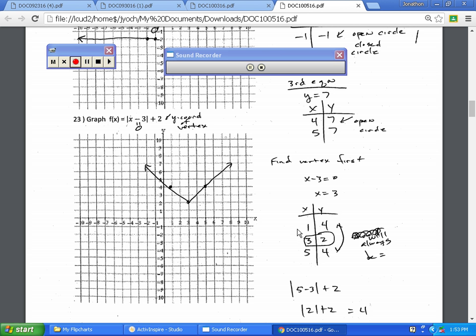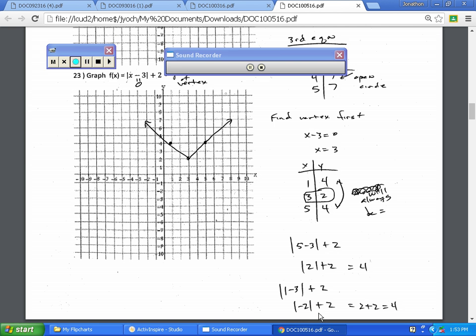Go 2 to the left, 2 to the right for symmetry. You could go 3 to the left, 3 to the right, 1 to the left, 1 to the right. It's arbitrary. We like 2, it's a safe distance away. Plug 5 in, folks, the bigger one, then you don't have to deal with a negative. If you plug 1 in, you get the absolute value of a negative 2, which is still positive 2, plus 2. It's 4. It's going to make a V.